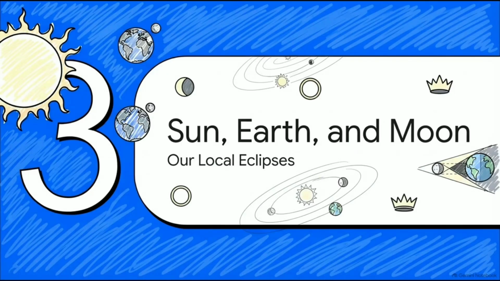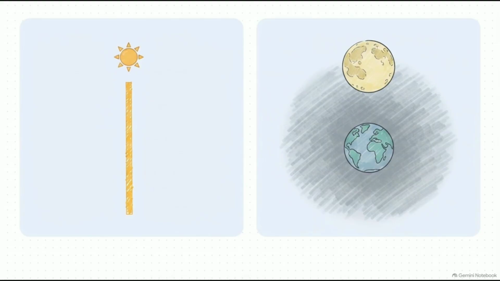Which brings us to section 3, Sun, Earth, and Moon. Let's ground these abstract physics concepts by applying them to our own familiar neighborhood. Let's compare our 2 most famous local eclipses. First, the solar eclipse. This happens during the day when the new moon sneaks exactly between the Earth and the Sun. It's an incredibly brief event, and it only casts a very narrow path of totality on the Earth's surface.